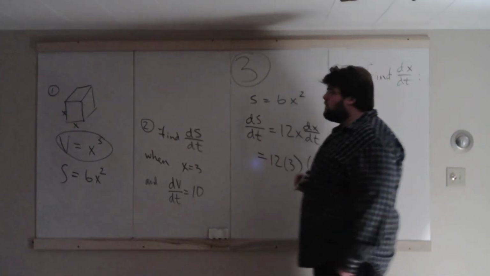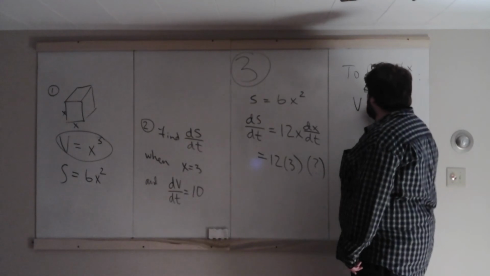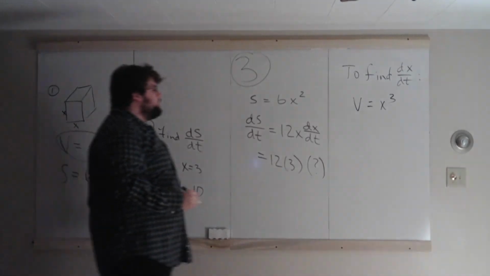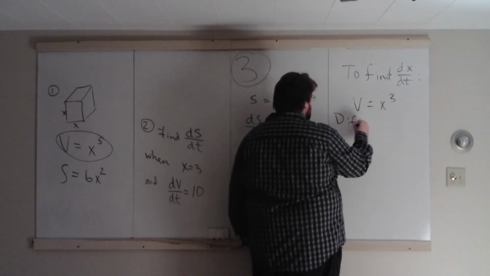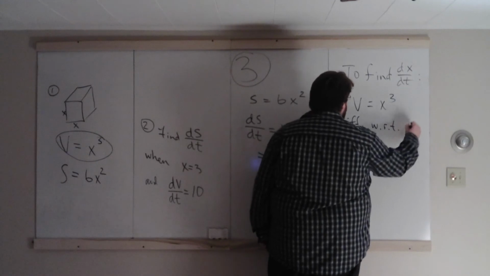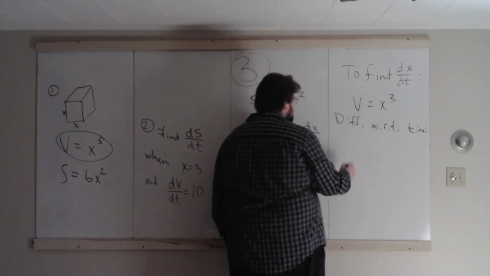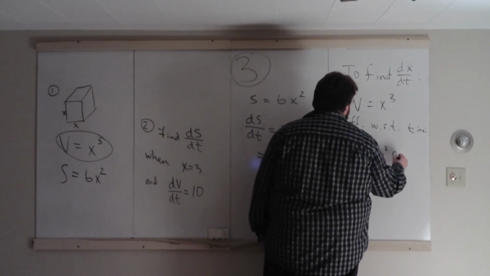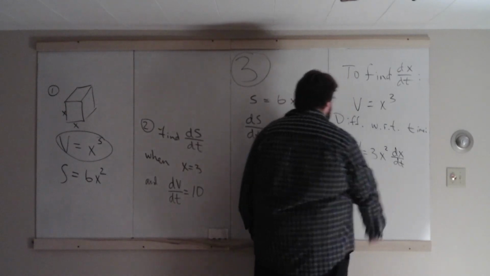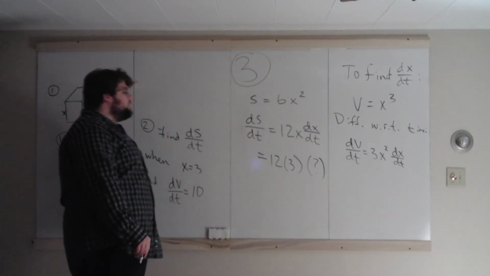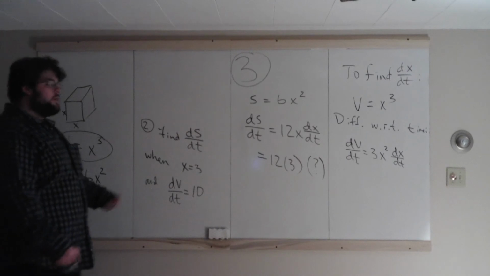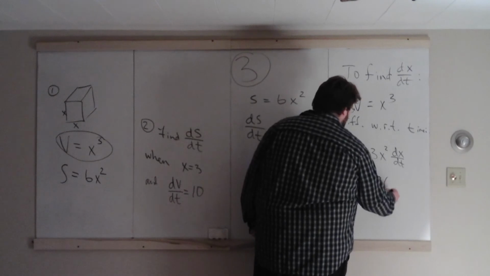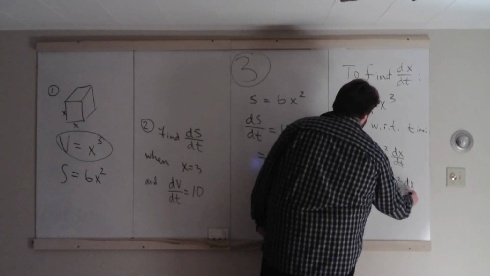Well, to find dx/dt, we're going to use the volume. And we're going to differentiate that with respect to time. What do we get? Well, we get dV/dt equals 3x squared dx/dt. Well, that's nice. There's another dx/dt. Maybe we'll be able to solve for that by substituting. And yes, we will. dV/dt is 10 equals 3 times 3 squared times dx/dt.